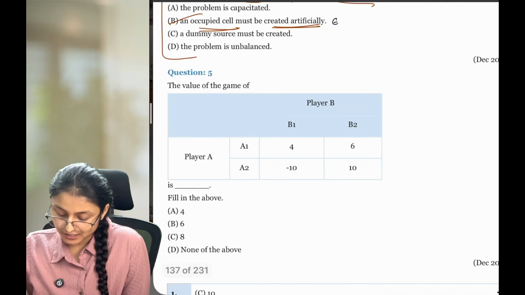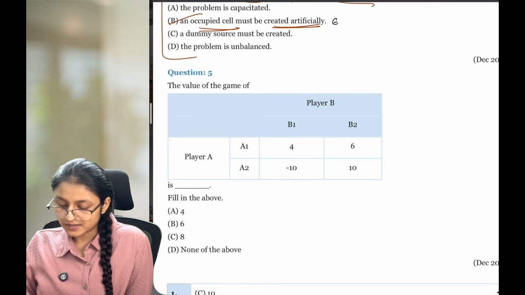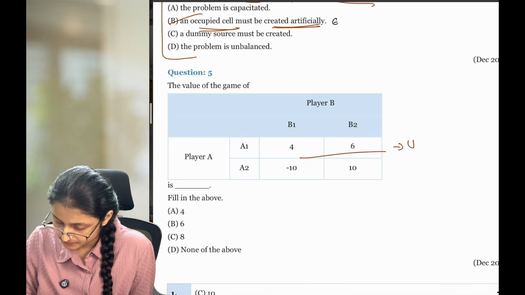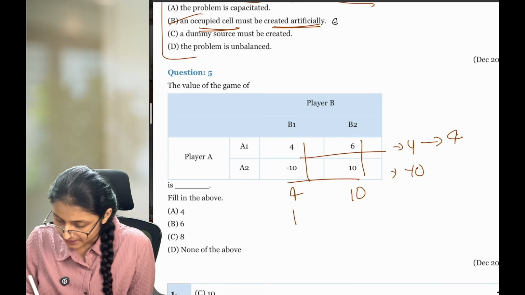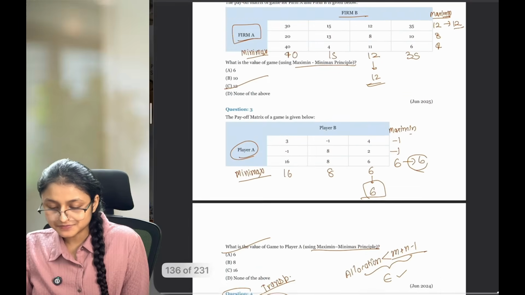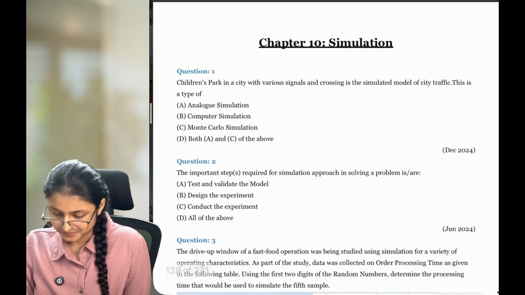Then again, value of the game is to be calculated, and the question is not mentioning what to use here. So first, I am going to use maximum, minimax only. So minimum, and maximum of it. Then maximum, and minimum of it. So 4 and 4, value of the game is 4. And with this, we are done with chapter number 9 also. Moving forward to the next chapter, that is chapter number 10.